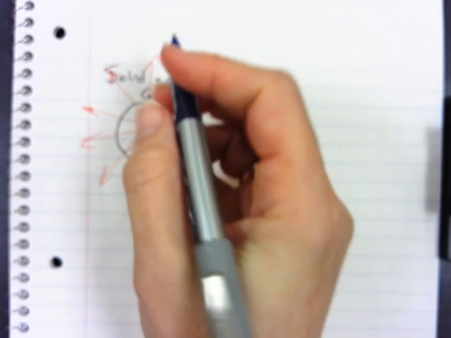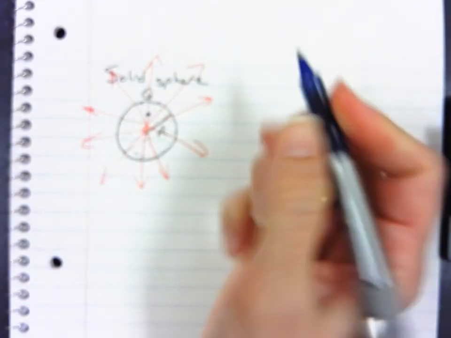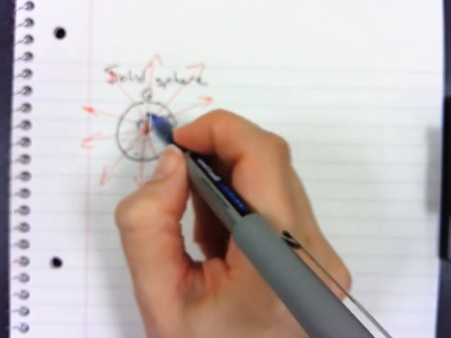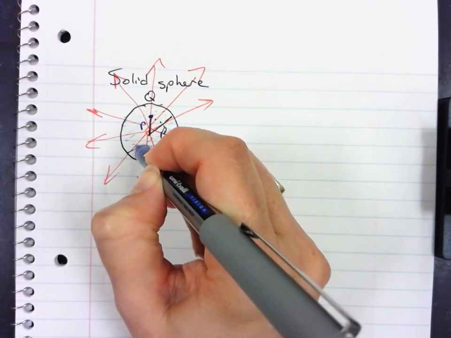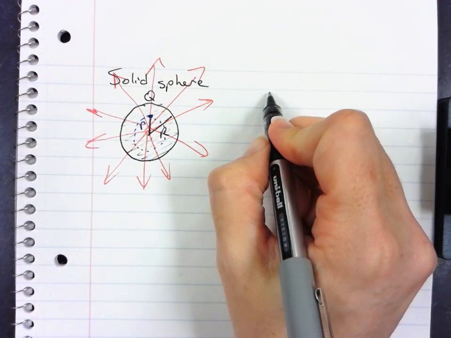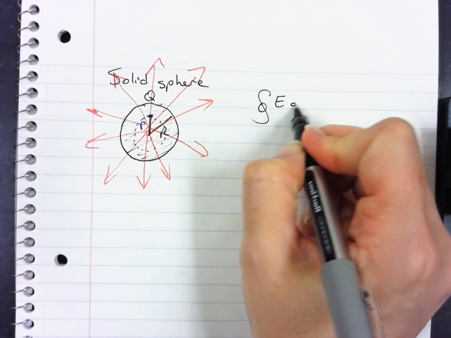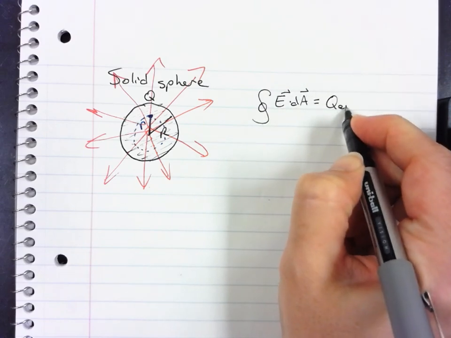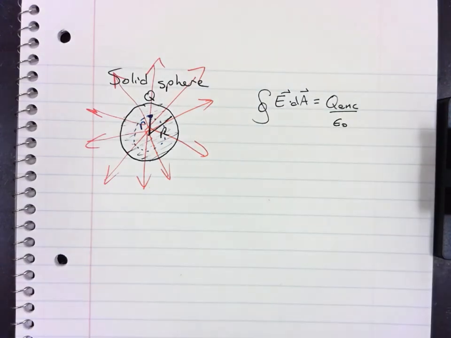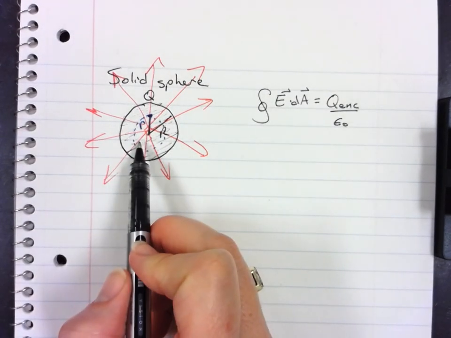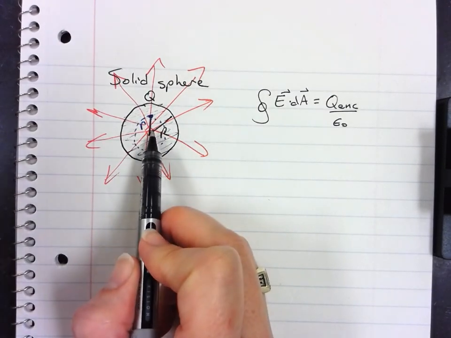So I want to know, if I'm only this far from the center, distance little r, what's the electric field there? So I draw my 3D surface, and then I write down Gauss's law: the integral of E dot dA equals Q enclosed divided by epsilon naught. Now, because we've drawn it at the same distance, we know the electric field's the same strength because of symmetry.